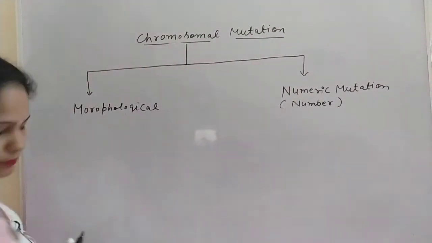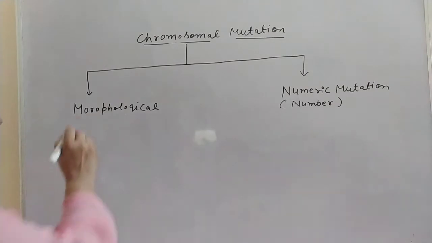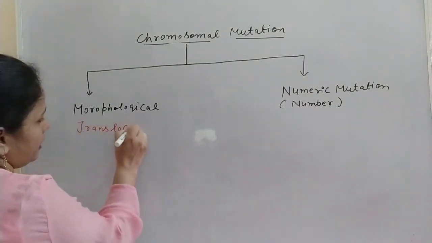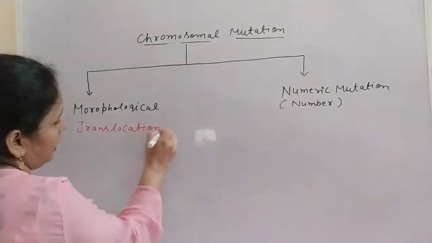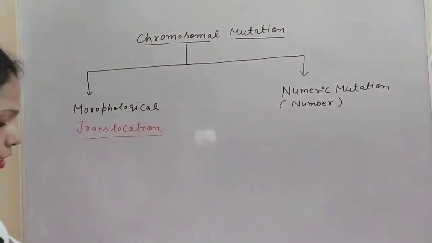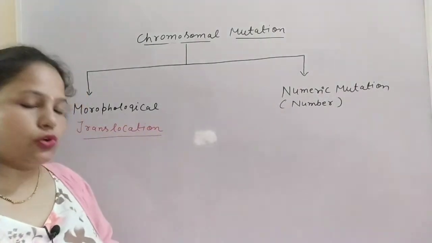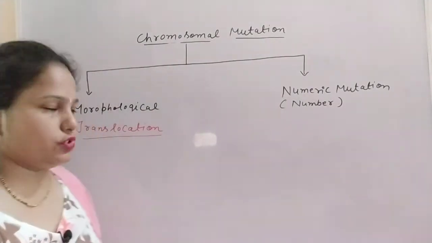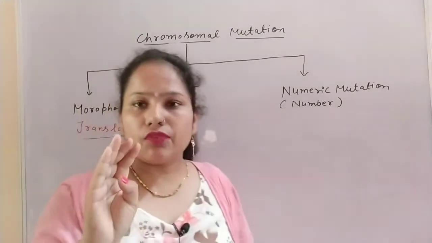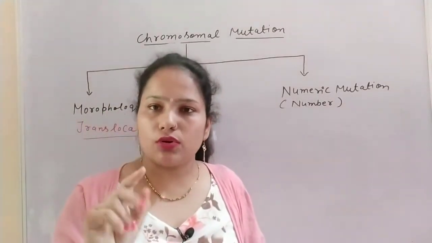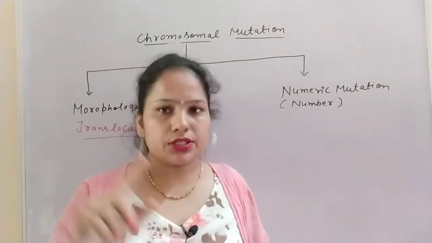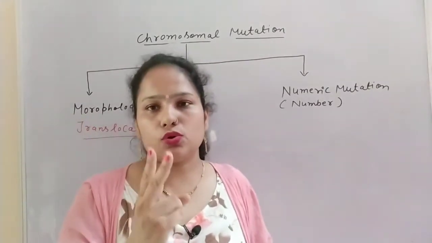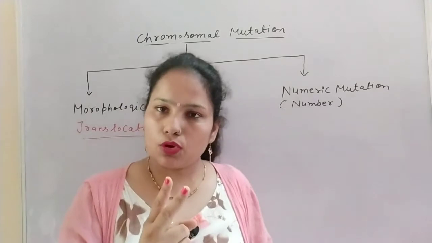Fourth type, that is translocation. And one thing is important in translocation, that here we have to take two chromosomes, meaning two homologous chromosomes we have to take. In all the first three types we have taken only one chromosome, but in translocation we have to take two chromosomes and those two chromosomes are homologous.